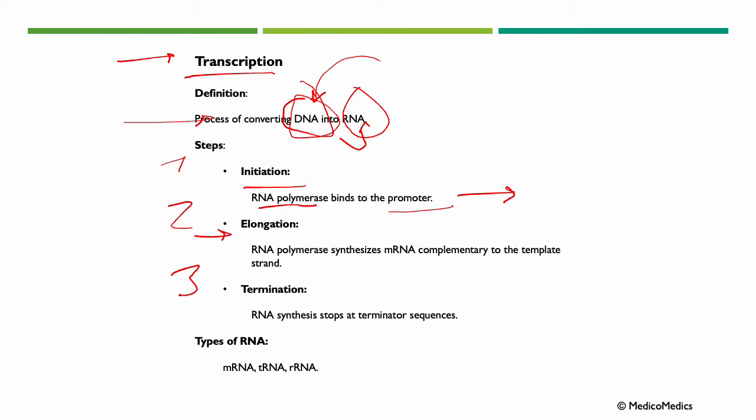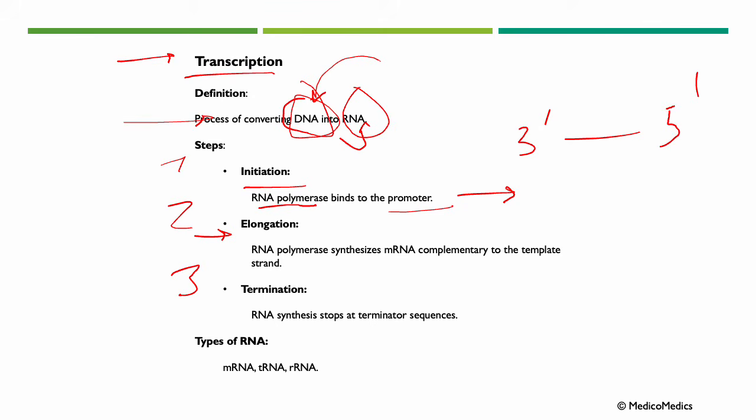Then we have elongation, where RNA polymerase reads the DNA template in the 3 to 5 direction and synthesizes a complementary mRNA strand in the 5 to 3 direction. So RNA polymerase reads the DNA in 3 to 5.